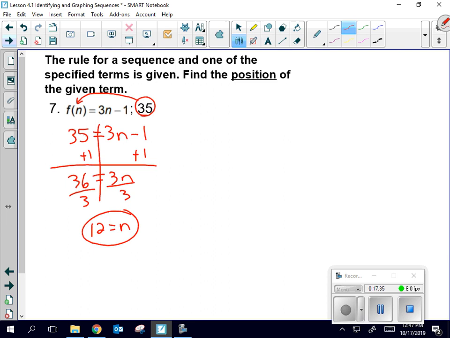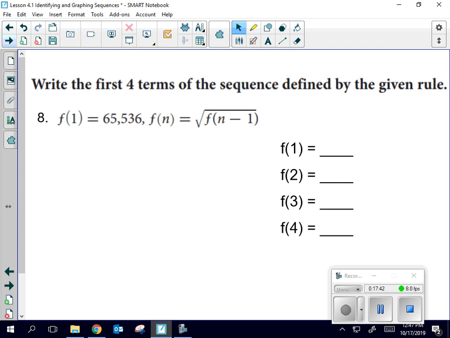As you can see, explicit rules are a little bit easier to work with, so we use them most of the time. All right, so just a little bit more practice with this to make sure we're all good. Definitely look and tell me if it's explicit or recursive. Explicit is the just plug it in rule. Recursive, you have to know the previous term.